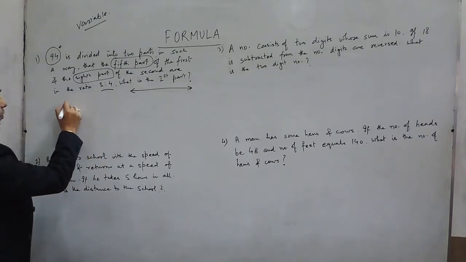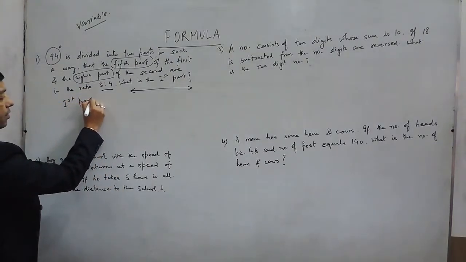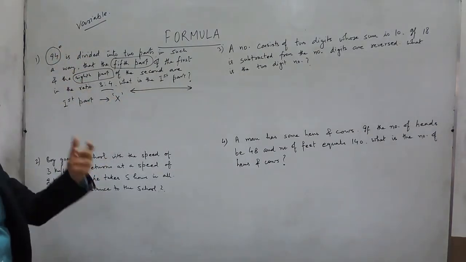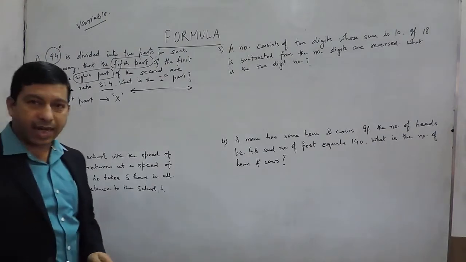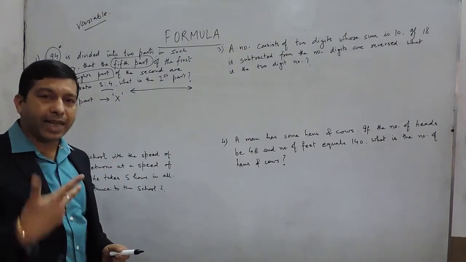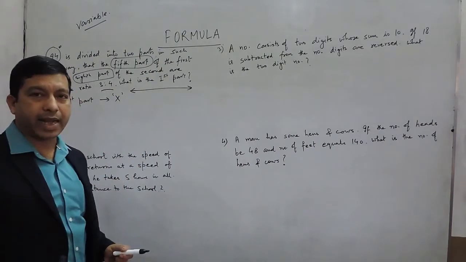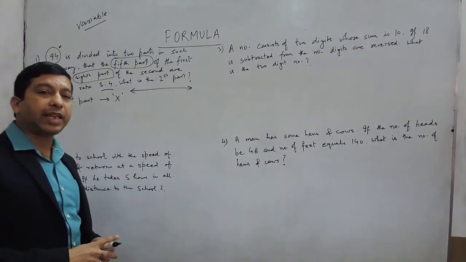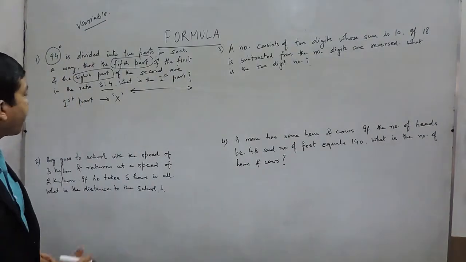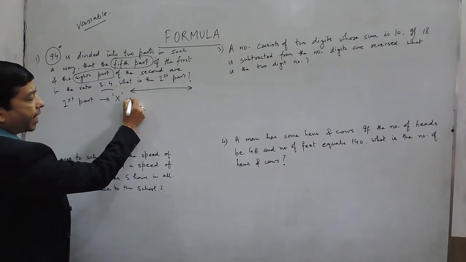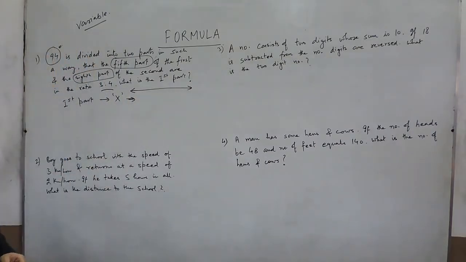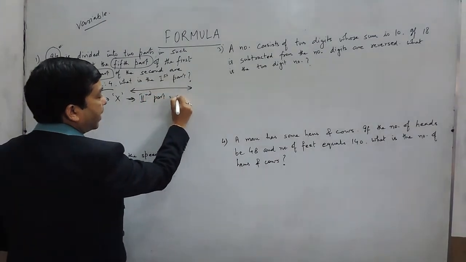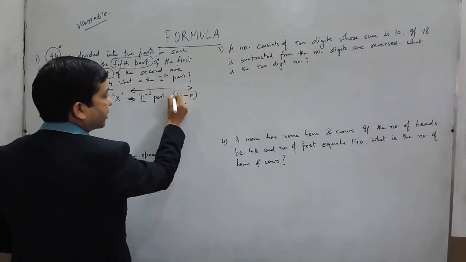Suppose we take the first part as x, because normally whatever variable we take, we initiate by taking the value as x. We can take it from a to z, anything, but it is our habit to take it x. Or if there are two variables in a question, then we generally take the variables as x and y. Now, if I am saying the first part is x and we have to divide 94 into two parts, definitely the second part will be 94 minus x.